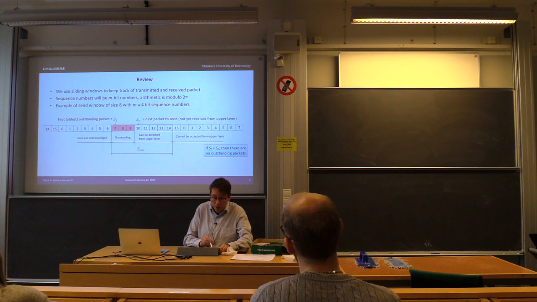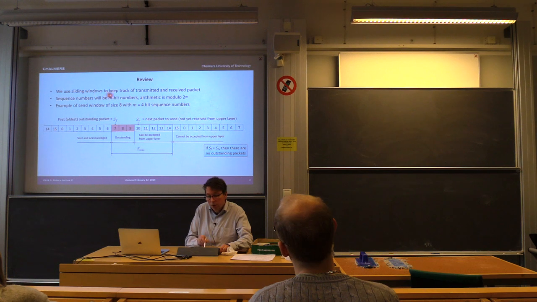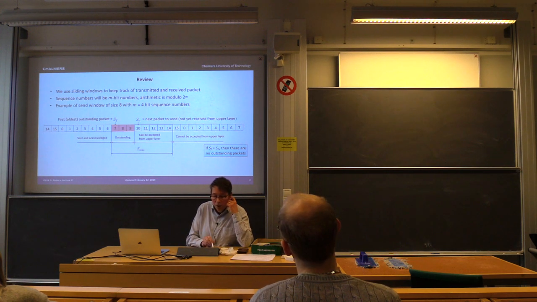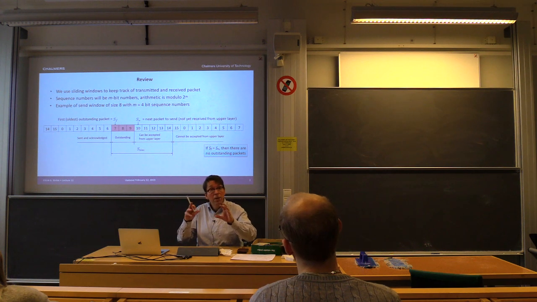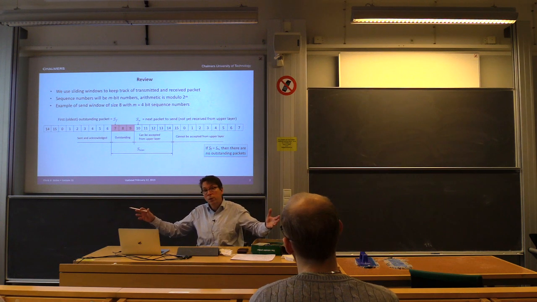To keep track of everything here, we will use something called sliding windows to keep track of the transmitted and received packets. So sequence numbers here, which enumerate the packets, so there is an order of the packets or frames. I will use packet and frames interchangeably. It means the same thing. So there is a certain order of this: the first, the second, the third, and the fourth, and so forth. So we can enumerate those.